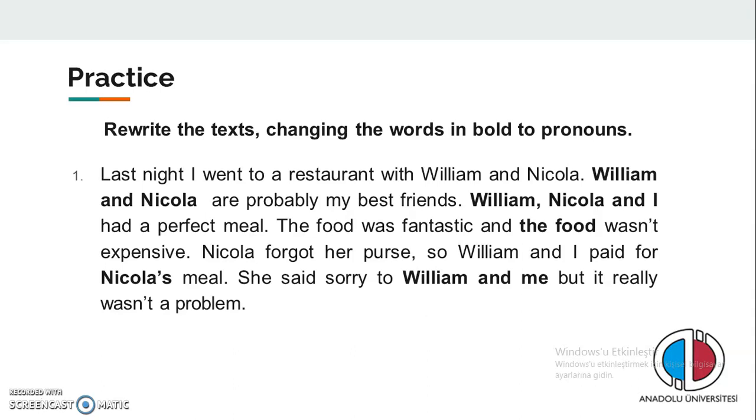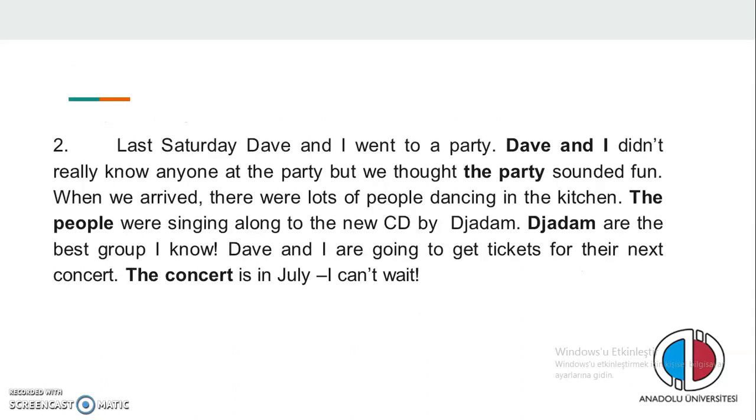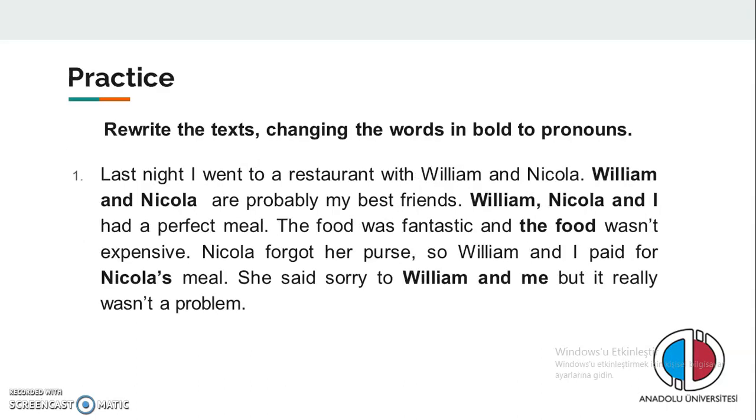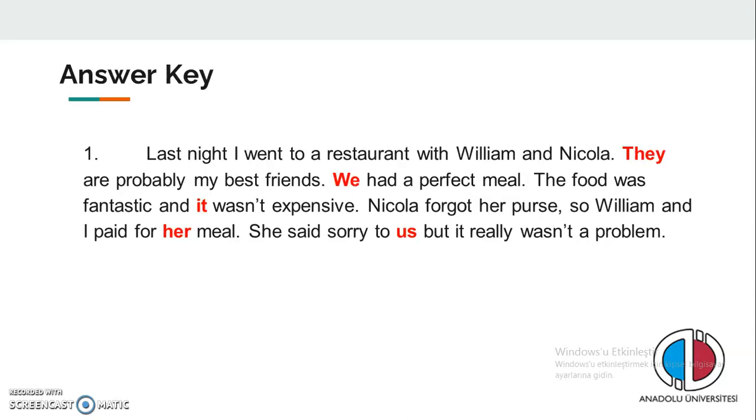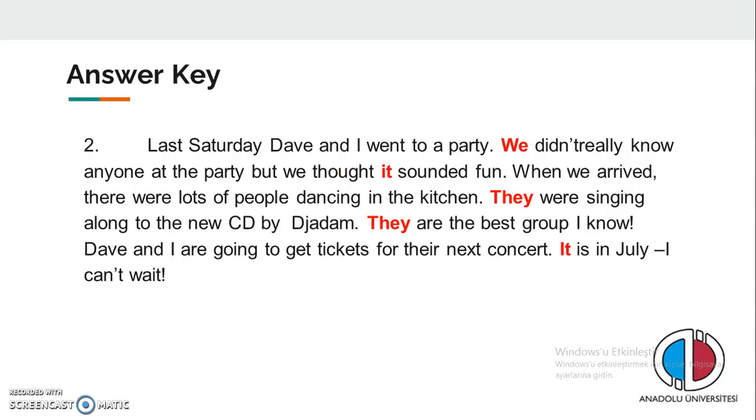Here you need to rewrite the text, changing the words in bold to pronouns. The first sentence is, last night I went to a restaurant with William and Nicola. William and Nicola are probably my best friends. So instead of William and Nicola, what can we write here? They are probably my best friends. So we prefer a subject pronoun, and this is another text, and you need to do it the same way like the first one here. And you can find the answers in the following slides.